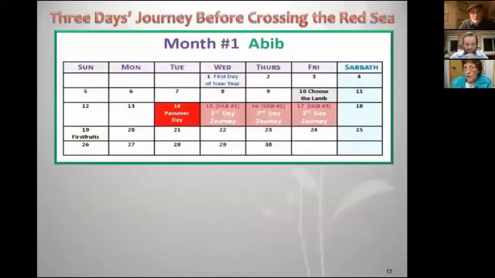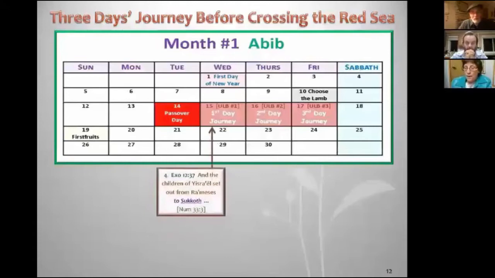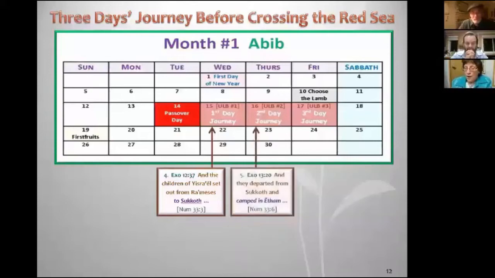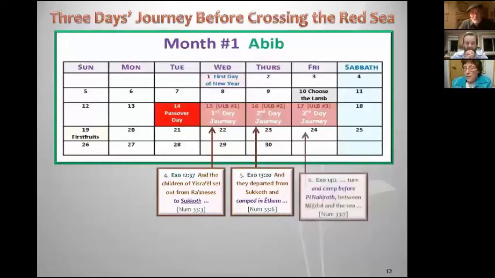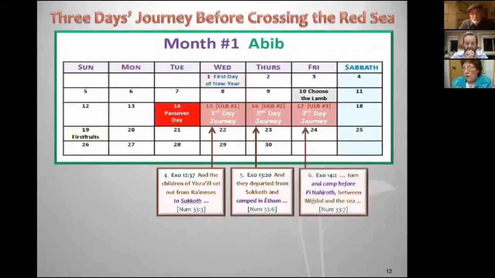And then we have to have 3 days of journey before we even begin to think about crossing the Red Sea. So this is the report that we have in Exodus 12:37. The children of Israel set out from Ramses to Sukkot. It's also in Numbers 33:3. On the second day, they departed from Sukkot and camped at Etham in Numbers 33:6 as well. And then we have a third day. We're talking about each day as a 24-hour cycle. On the 17th of the month, they were to turn and camp before Pi Hahiroth between Migdal and the sea.